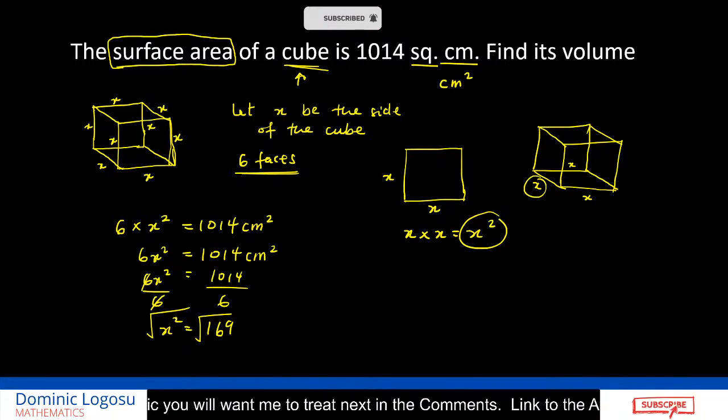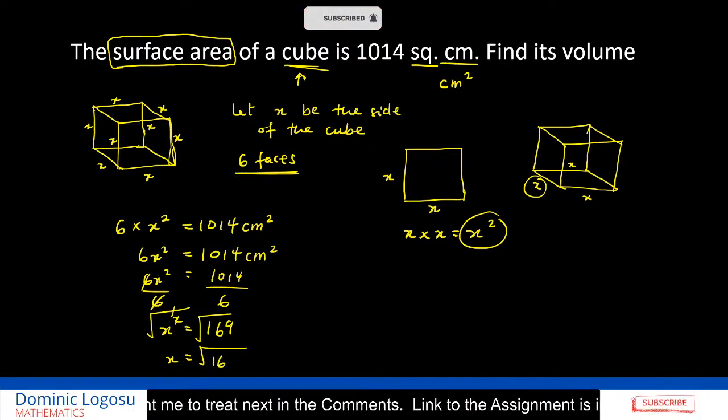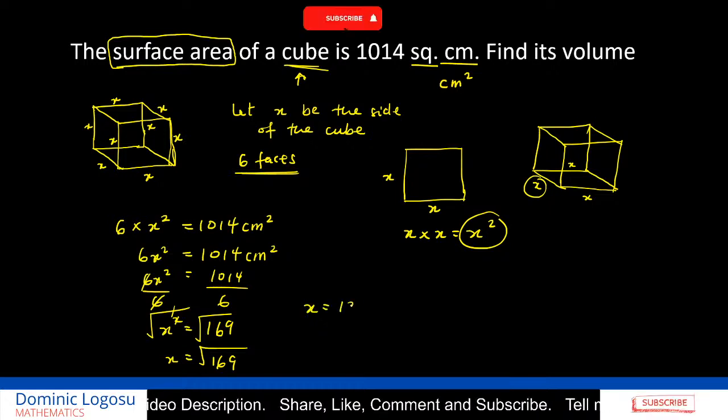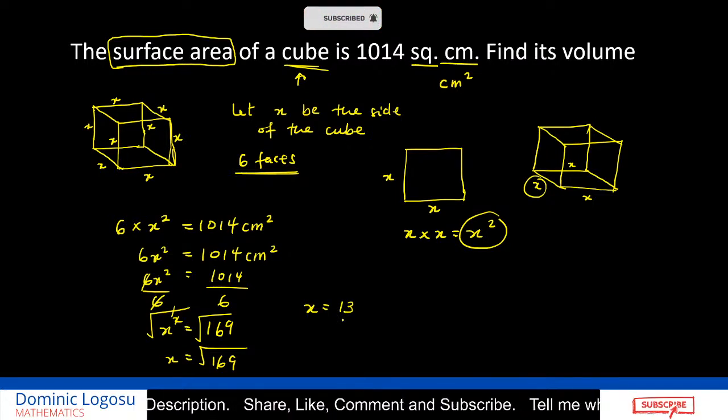So we will cancel, and now we'll have this. Now I want to find the square root of what? 169. Square root of 169 basically should mean what number will multiply itself to give us what? 169. And from what I know, that number should be 13.